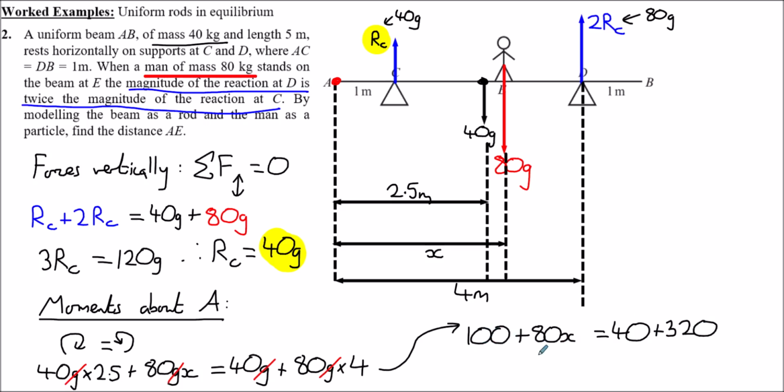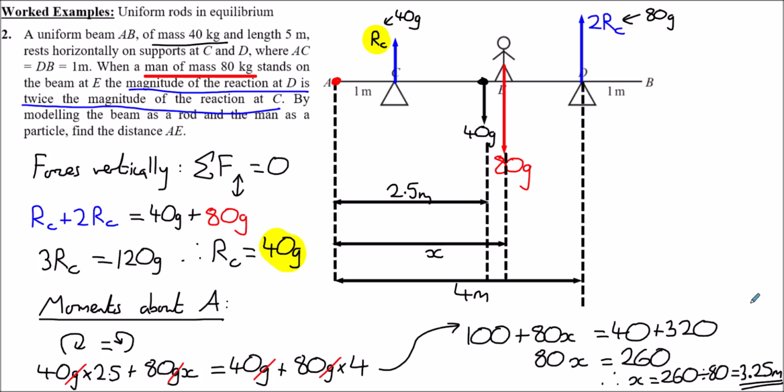So, if we subtract 100 from both sides, 80x equals 40 plus 320, that's 360, minus 100 is 260. So therefore x is going to be 260 divided by 80, which is the same as 26 divided by 8, and that's going to be 3 1/4. In other words, 3.25 meters. And that's number 2 done.